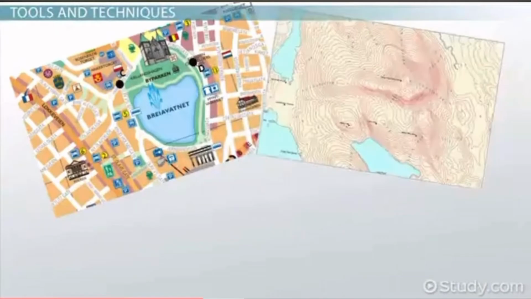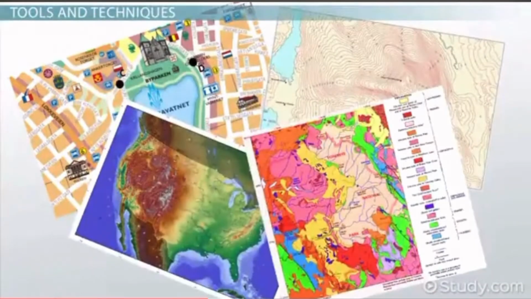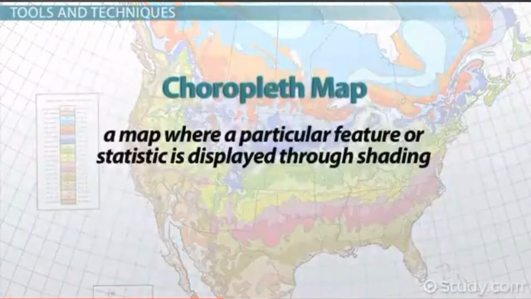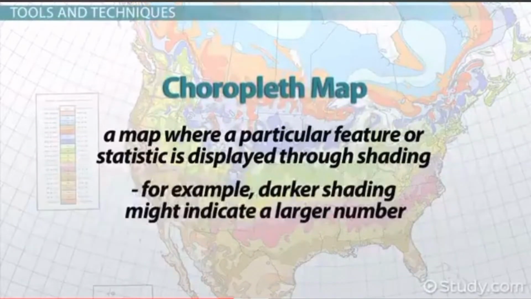There are many types of maps, but when it comes to developing a spatial perspective for a topic, choropleth maps are especially useful. A choropleth map is a map where a particular feature or statistic is displayed through shading. For example, darker shading might indicate a larger number.